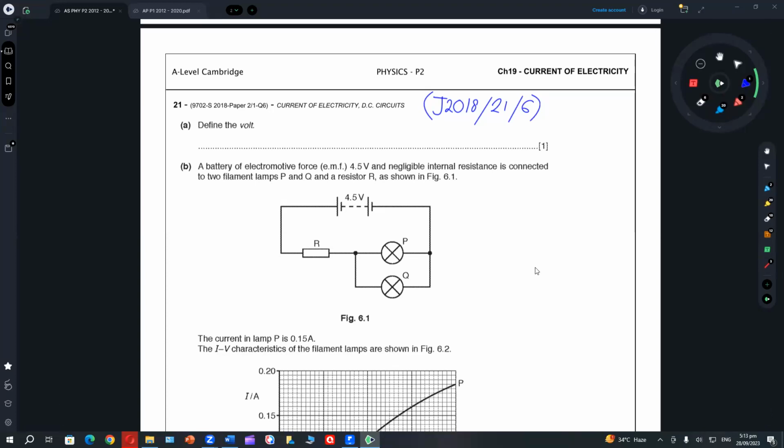Define the volt. The paper topic is current electricity, June 2021, paper 6. Actually, a volt is joule per coulomb. And when you have to define a physical quantity, you have to write a unit. So can I write a volt is joule per coulomb? You can write joule per coulomb, but you need to make a definition for 1 unit.